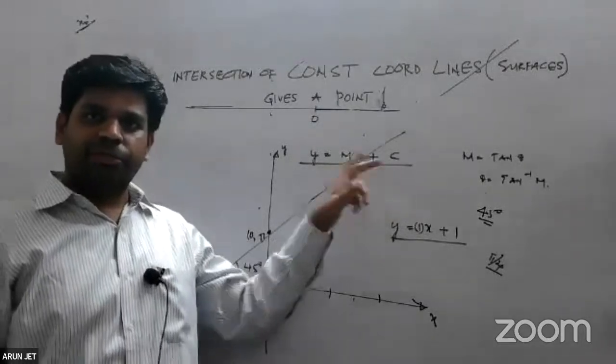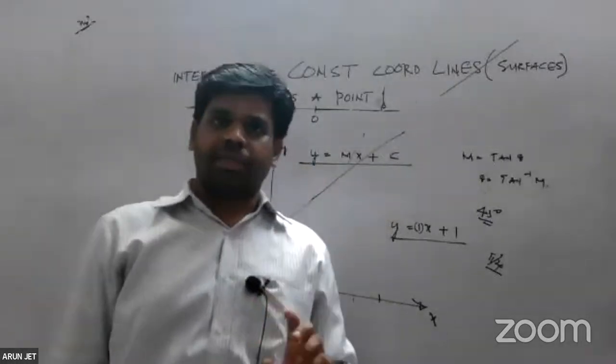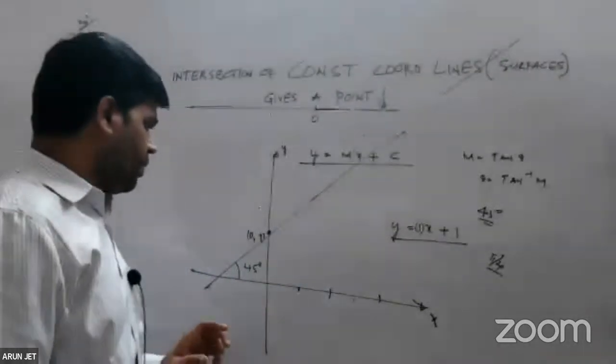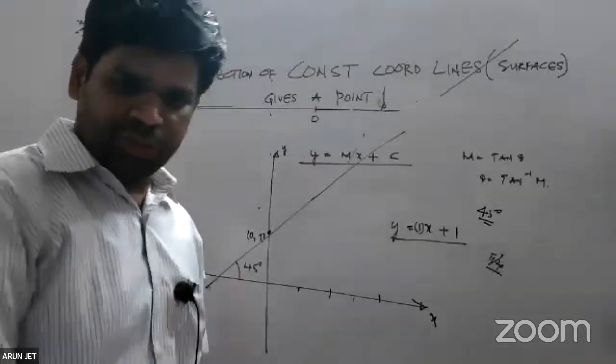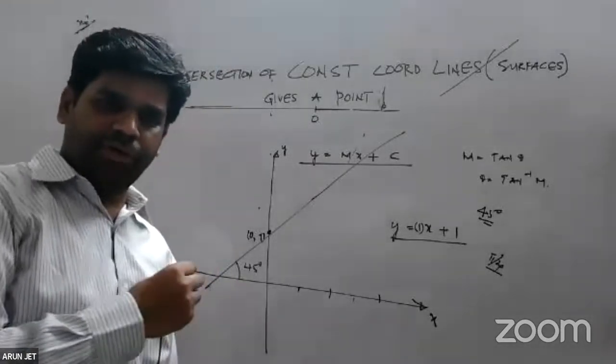Slope and y intercept together will give me complete information about the line. All right. So let us plot two straight lines like this. Then we'll go for the faster method.